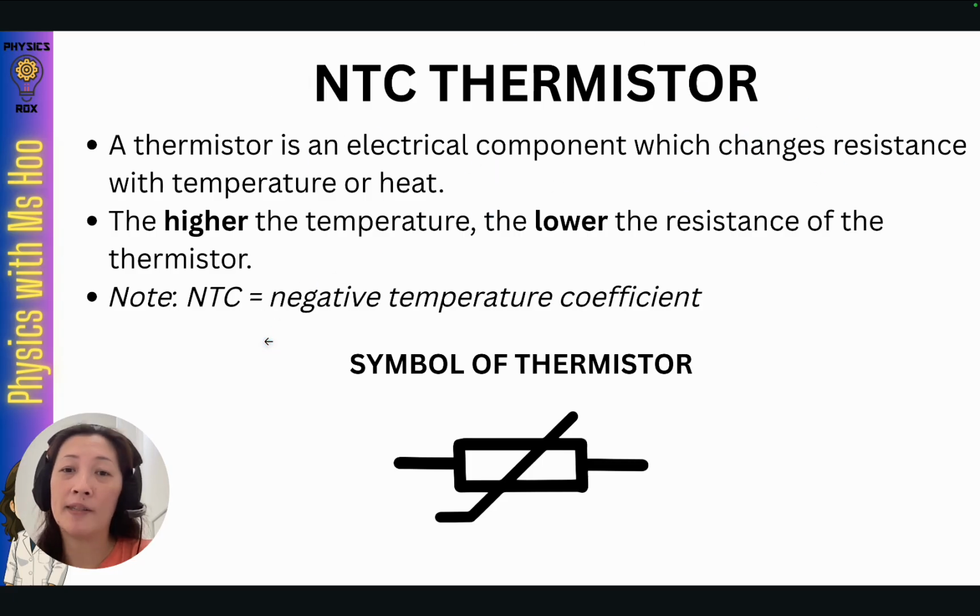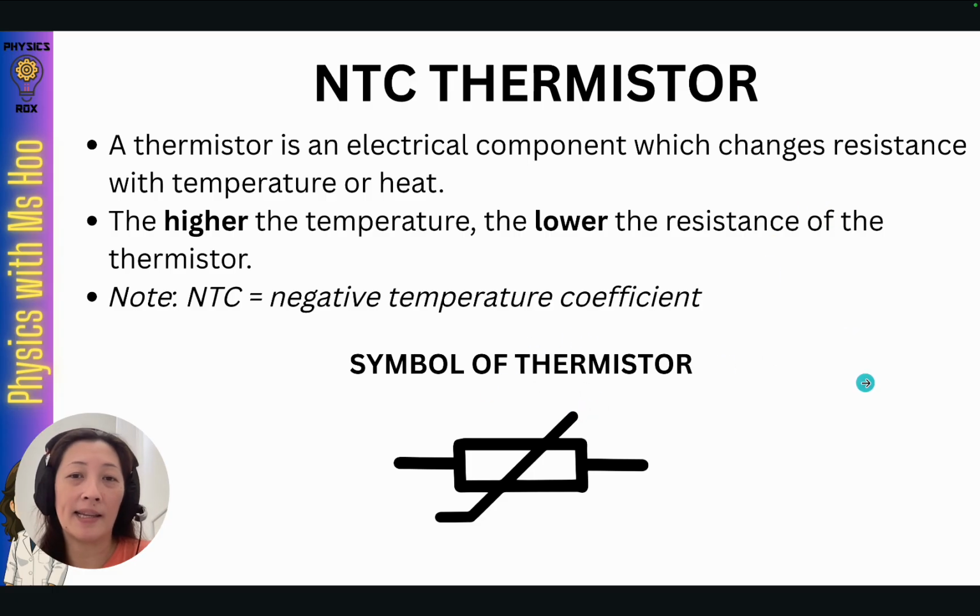Are there positive temperature coefficient thermistors or PTC thermistors? Yes, there are, but you will not be learning about them in IGCSE. The symbol for a thermistor has a slash through it, or you can think of it as like a hockey stick going through the resistor. For me, I like to think of it as a broken T through a resistor. The T, of course, is to help me remember that it's a thermistor.